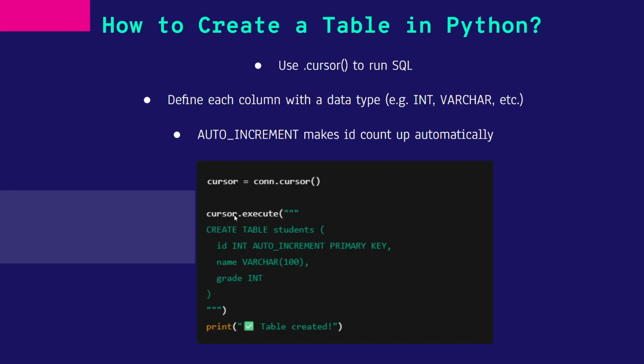How to create a table in Python. You use the cursor function to run SQL. Define each column with the data type: INT for integers, so basically just numbers, VARCHAR, which is like strings, they're just basically letters, and so on. And use AUTO_INCREMENT, which makes ID count up automatically.